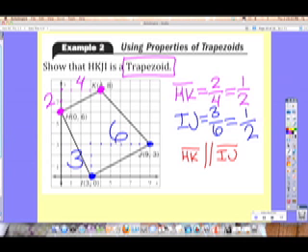Okay, what's next? Oh, here comes the mid-segment. So what happens on this is you add the two sides that are parallel, cut them in half, and it equals the mid-segment. I'll put numbers in there. I think when numbers are in there, it'll make more sense.